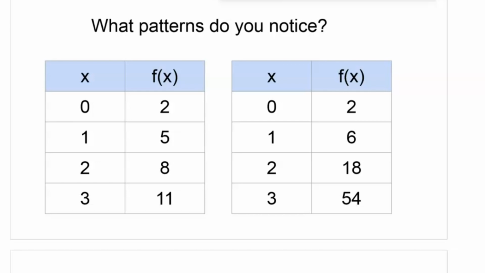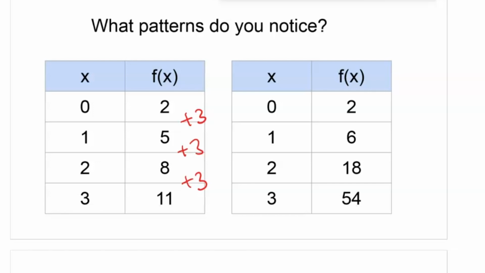So you might notice the x values are the same in both. And then look at the pattern with the y values, or the column that says f of x. So in the first one, to get from 2 to 5, we would add 3. From 5 to 8, we add 3. And from 8 to 11, we add 3. So we are adding 3 each time.